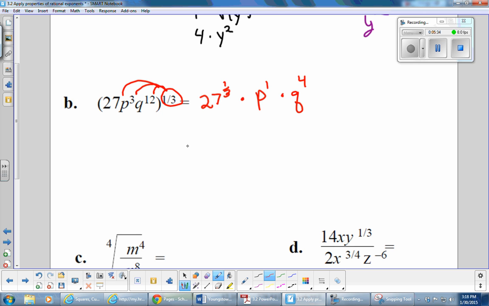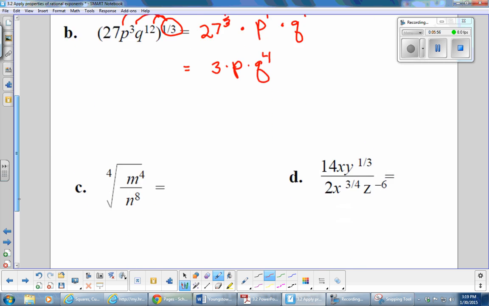Okay, not much to that at all. Well, no, hold on. I'm sorry. I take that back. You're not done. 27 to the 1/3 power is what? Well, if you think about it, that's the cube root of 27, which is 3. So you got 3 times p times q to the fourth power, and you're done. Okay? So, like I said, letters are actually almost easier than numbers.